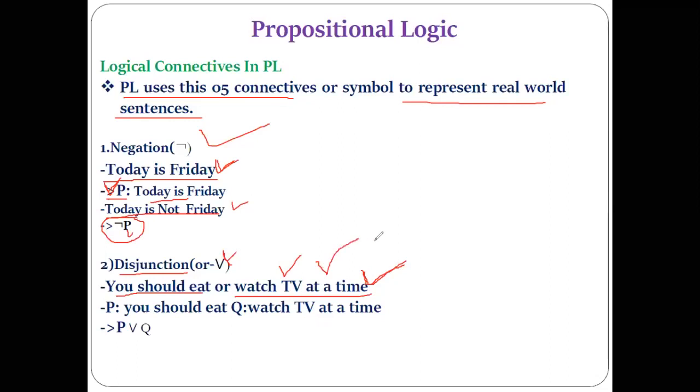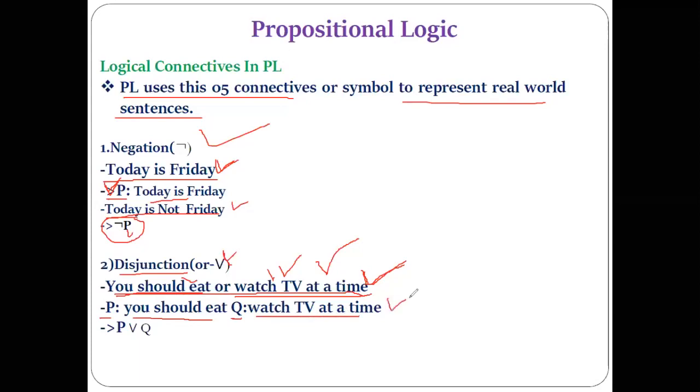What is the first step in writing the propositional logic? First, you need to represent the facts or the sentences with the help of propositional symbols. So this given complex sentence, we have to represent using propositional symbols. Here, we utilize the propositional symbol P, meaning you should eat, and the second propositional symbol is Q, and the meaning of that is watch TV at a time.